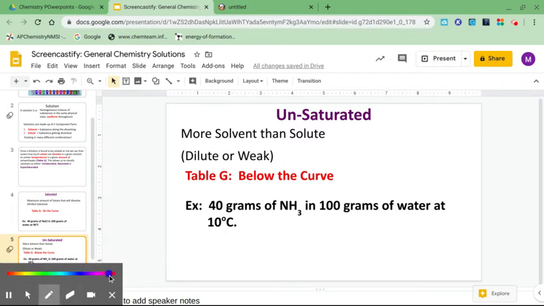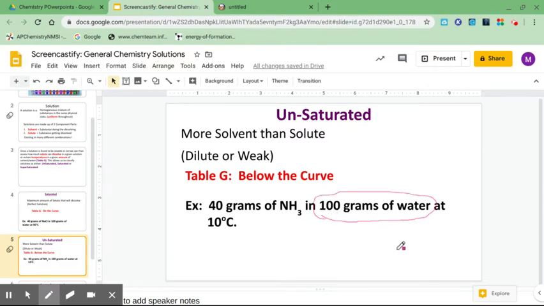Now I'm going to change this to red so we make more sense out of it. Here we have still 100 grams of water. So that means I can use the reference table, Table G, exactly as it is. It tells me I have 40 grams of ammonia, but this time it's at 10 degrees Celsius. So 100 grams of water, 40 grams of ammonia at 10. So let's take a look.